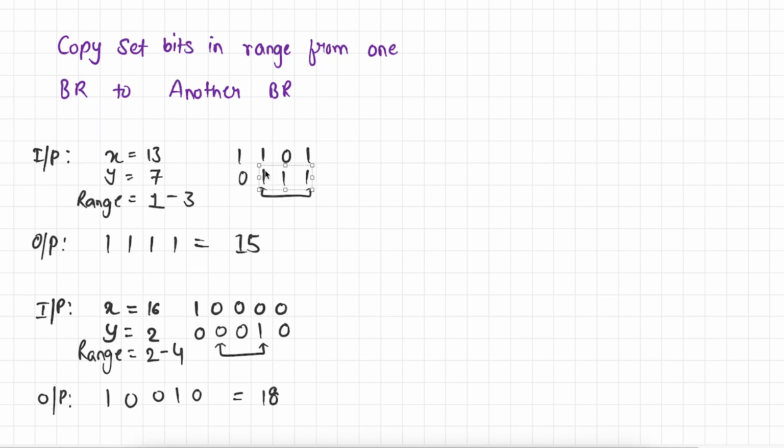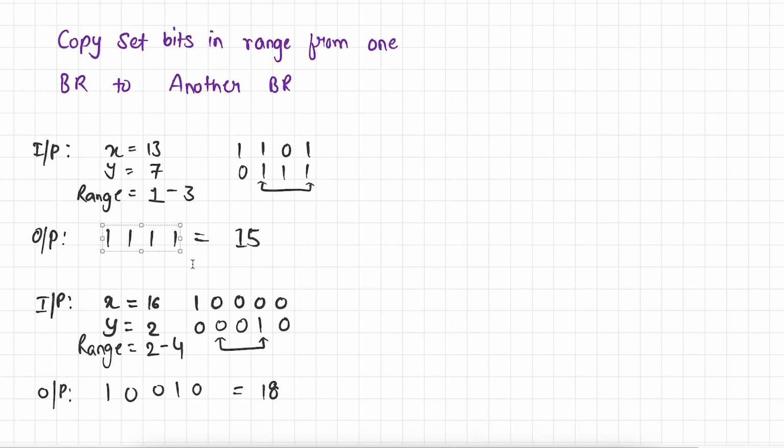So we have to copy all the 3 set bits in number x, and in number x at first position the bit is already set, in second position the bit is not set, so we are going to copy this bit from here over here. And the third bit is also set by default. So after copying all the set bits from number y to x, our number becomes 15, and the binary representation of number 15 is 1111. So far so clear. So let's see the next example.